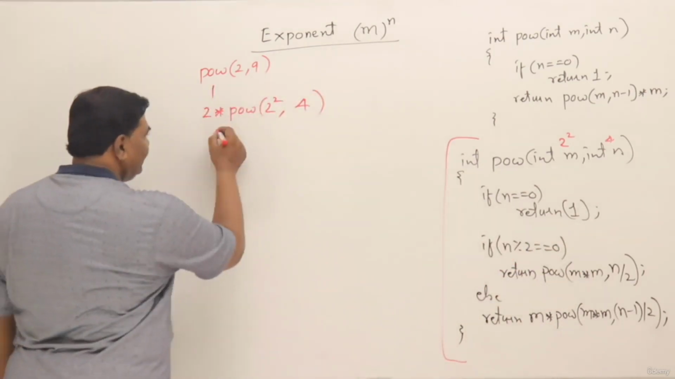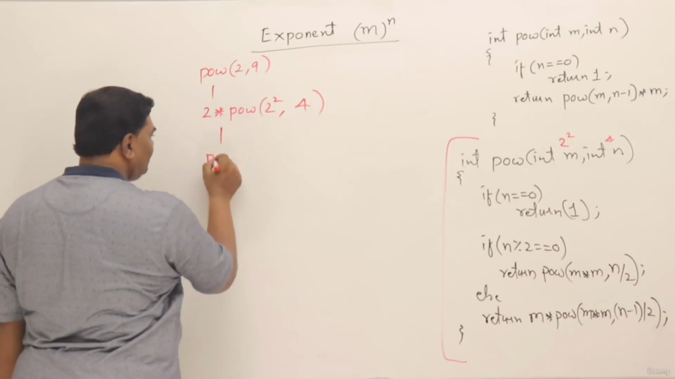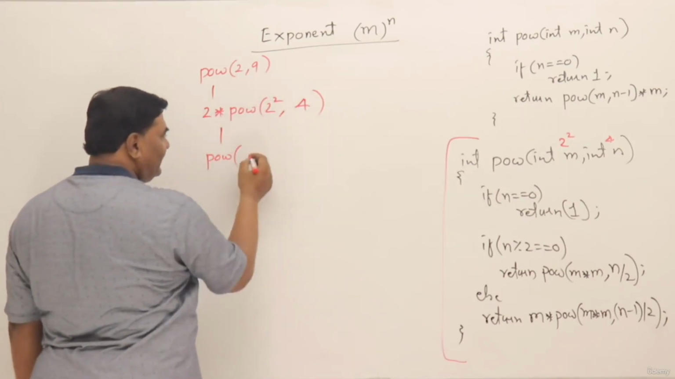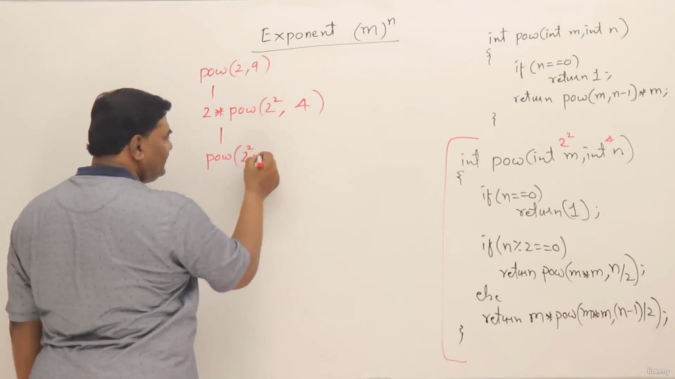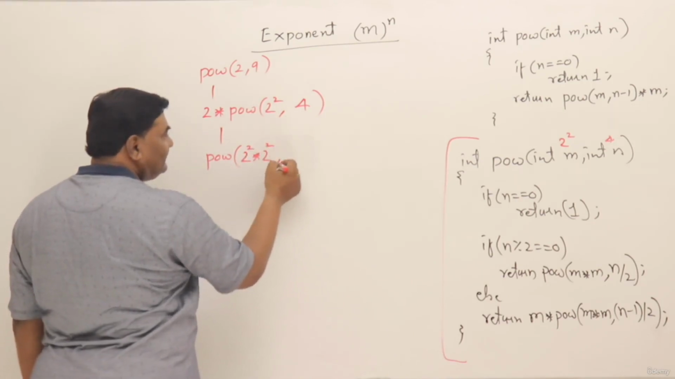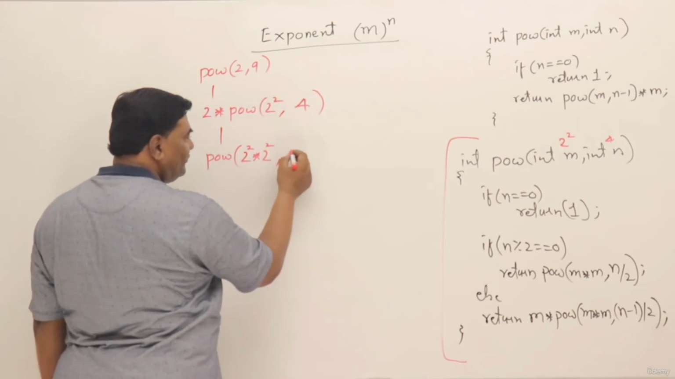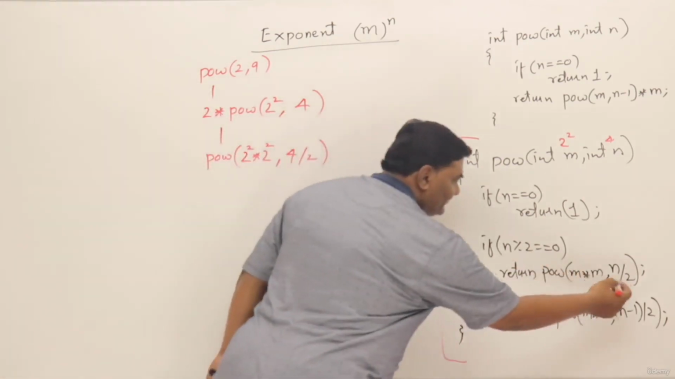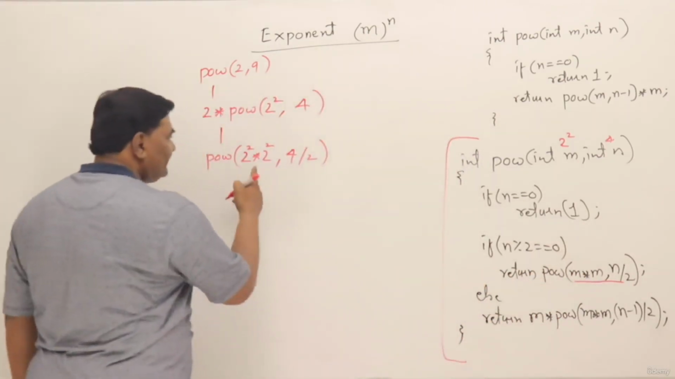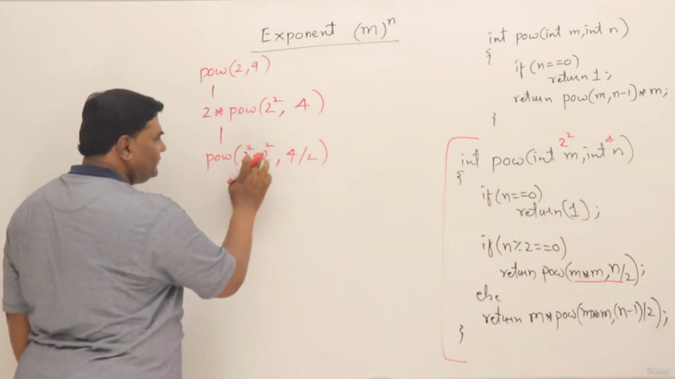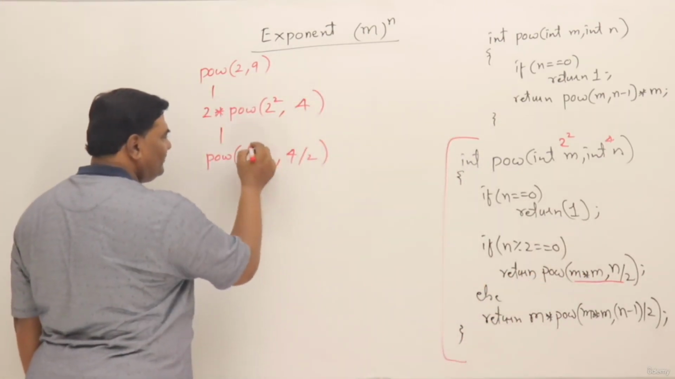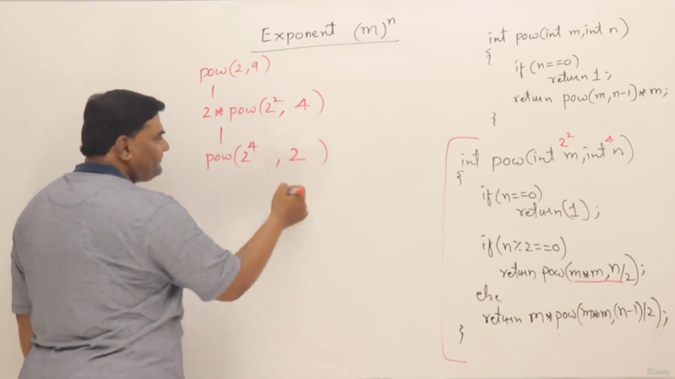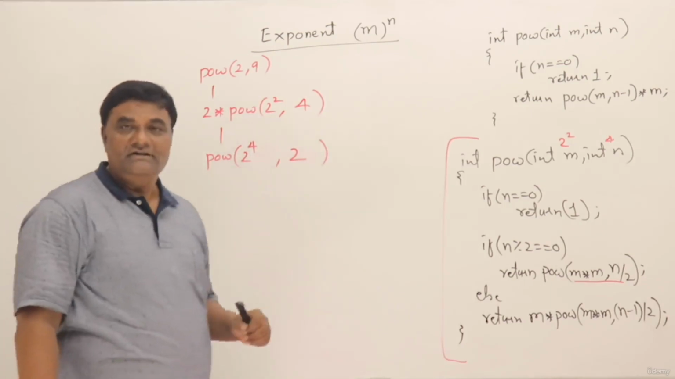So let us take the next call, that is power of m into m. M is now 2 square. So it becomes 2 square into 2 square, and this should be n by 2. So 4 by 2. That's what we have to do. So you can see this line. So this I will rewrite. So 2 square into 2 square becomes 2 power 4, and 4 by 2 becomes 2. This is a new call again.